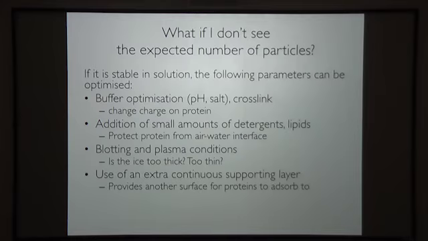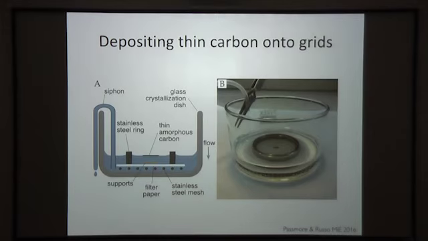Or you could use an extra continuous supporting layer, and this provides another surface for the proteins to adsorb to. And you saw this in the tomogram: the ribosomes stuck to the amorphous carbon layer. And this is relatively straightforward to use in the lab. We make amorphous carbon films, and we can float them down on top of the EM grids. But the problem with amorphous carbon film is that it contributes substantial background signal. So it might be okay if you're studying ribosomes, but not so good if you have a 150 kilodalton protein.